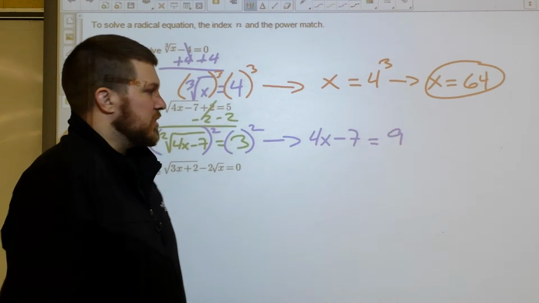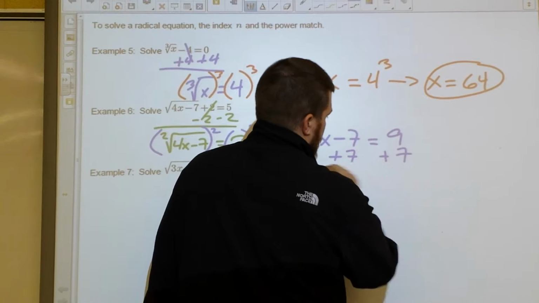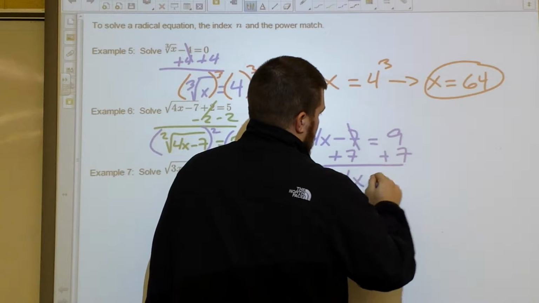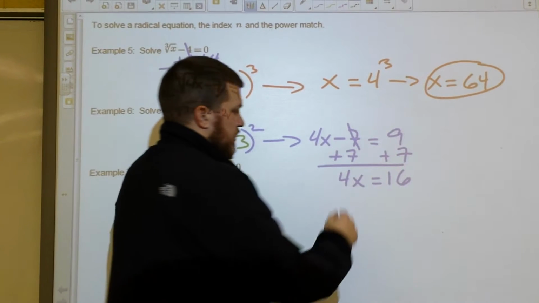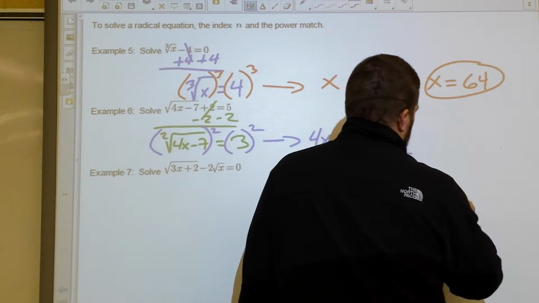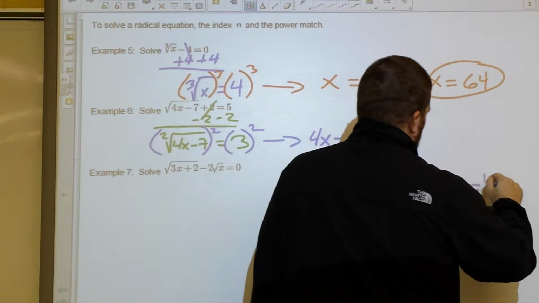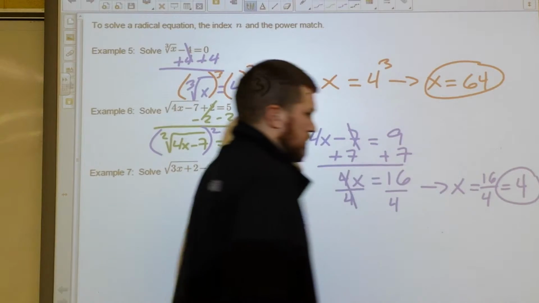Well, now I can easily solve this equation. I'm going to say plus 7 on each side. I have 4x is equal to 16. Now I'll finish it off by dividing by 4. And that tells me that x equals 16 divided by 4, which is just 4.